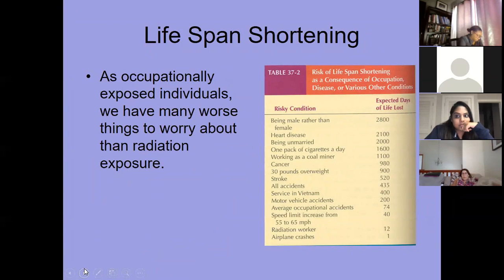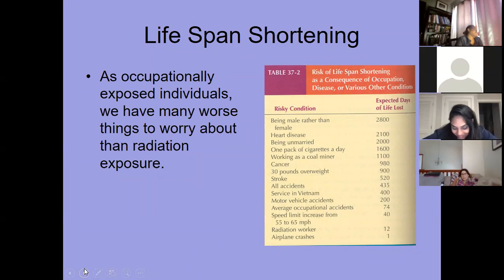I think there's a lot more to worry about than our occupational exposure. So let's look at this chart. Chad and Marcus, I hate to tell you this, but on average, just the fact that you're male means you're going to live 2,800 days less than the rest of us. Isn't that terrible? That's 7 2/3 years. So just by being a male, you have a decreased lifespan.